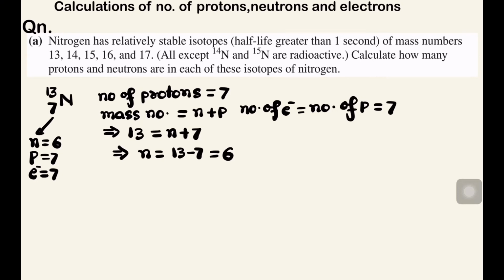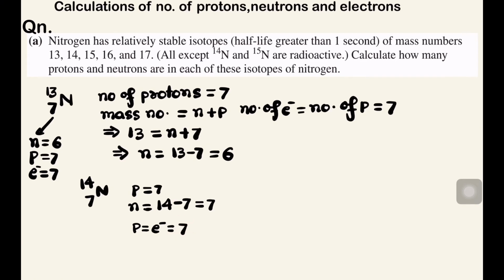Similarly, let's see the next one, that is nitrogen-14. In this case also the number of protons will be 7, the number of neutrons will be mass number minus number of protons, that is 7, and the number of electrons and the number of protons will be equal to each other in a neutral atom. Since there is no charge on that, it will be equal, and that will be equal to 7. So in this case, protons, neutrons and electrons all are present in the same number.